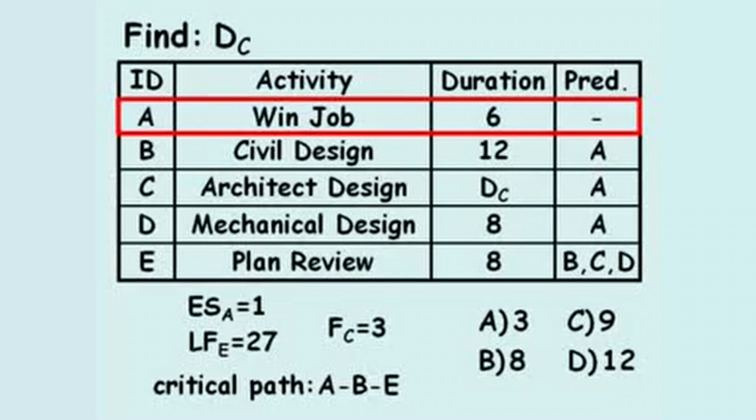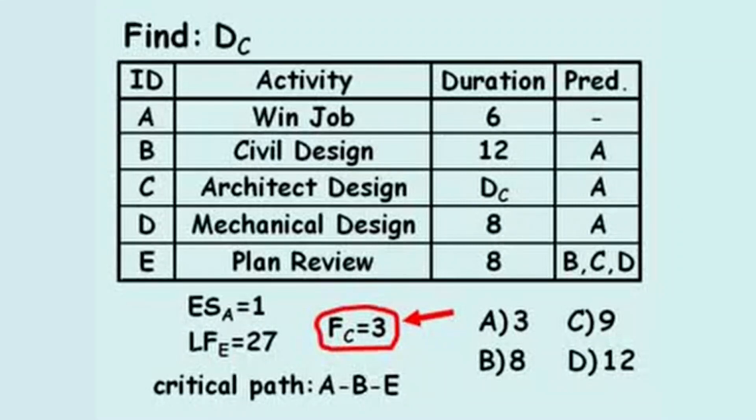After that, civil design, architectural design, and mechanical design work can begin. Once all three design activities are complete, plan review can begin. The problem also states the early start of activity A equals 1. The late finish of activity E equals 27, and the total float of activity C equals 3.